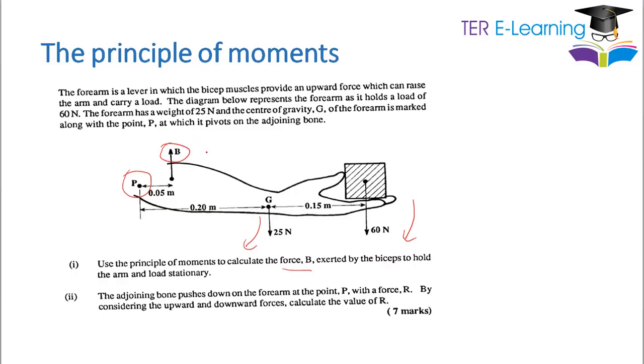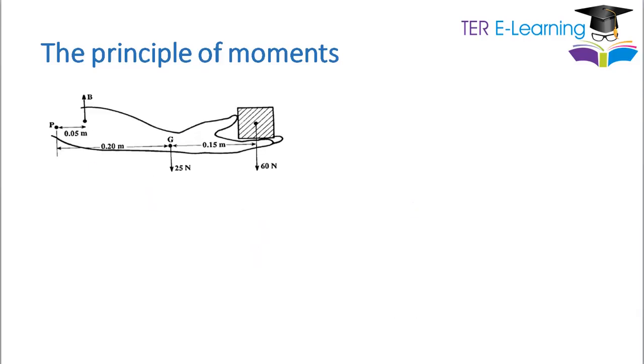In the case of B now, B is trying to lift the arm. So therefore B is anti-clockwise, right? So let's look at this again. We want to find the force B. So like I said, 60 newton is clockwise, 25 newton is clockwise, and B is anti-clockwise, right? And this is what we're going to use as our pivot. So taking moments about the point P, that's what we're going to say.